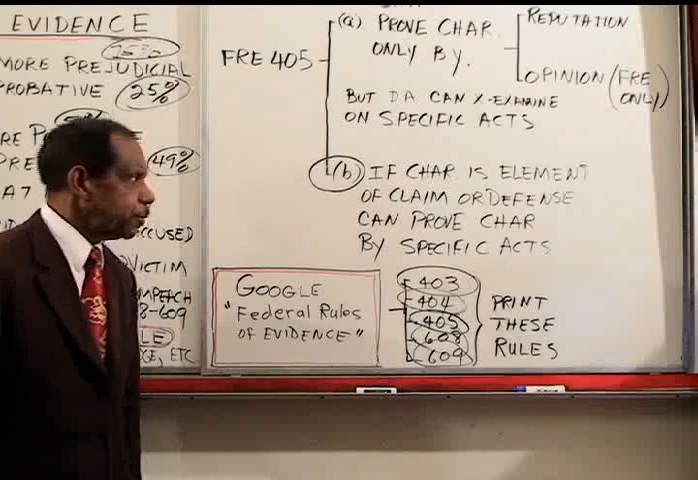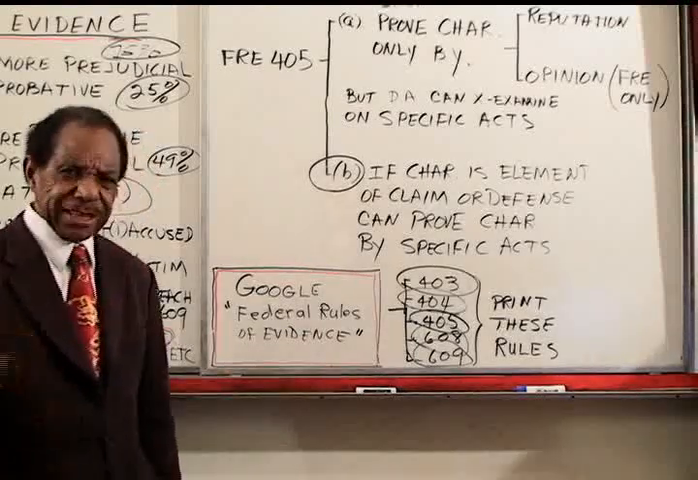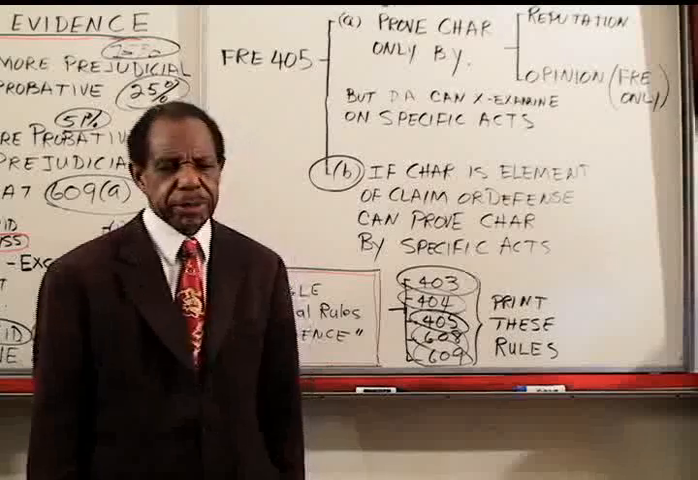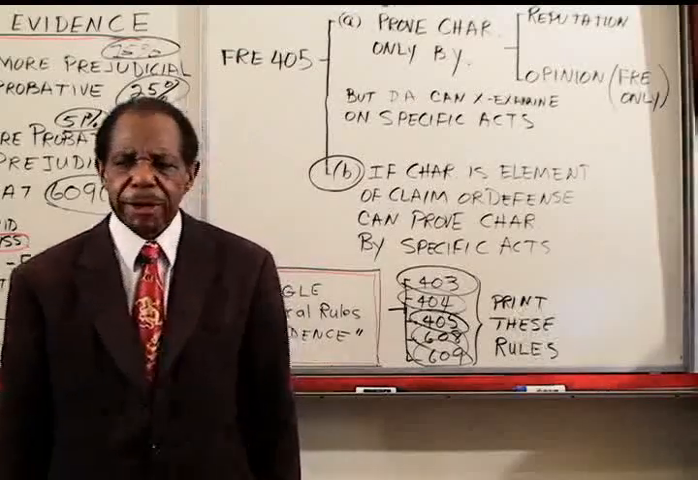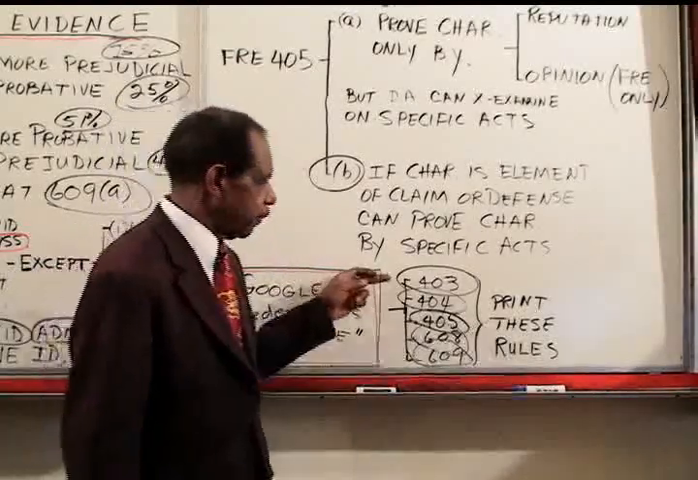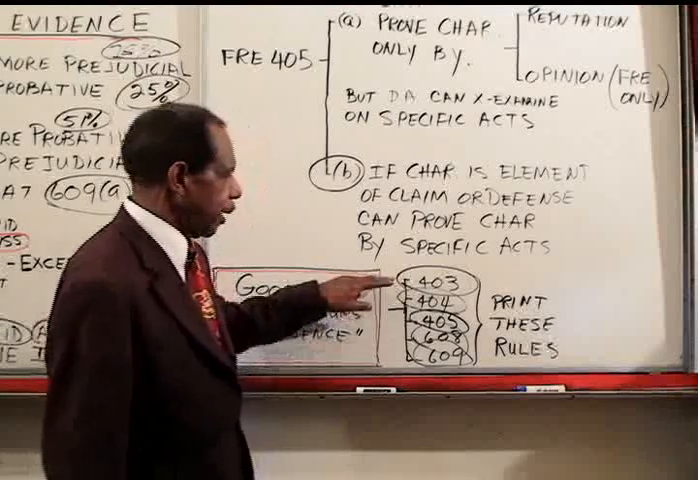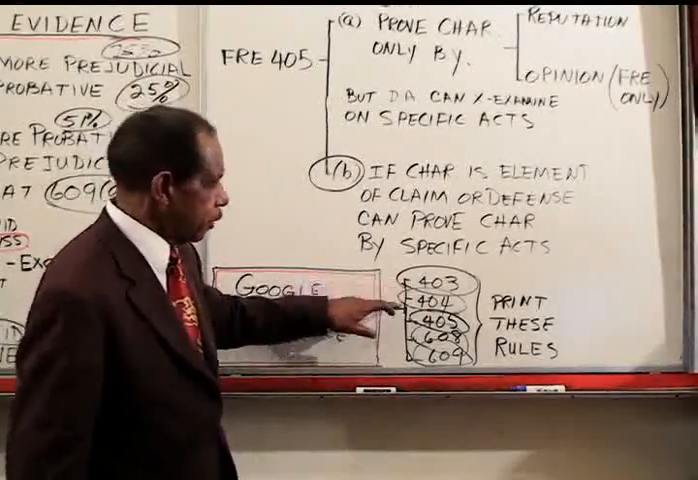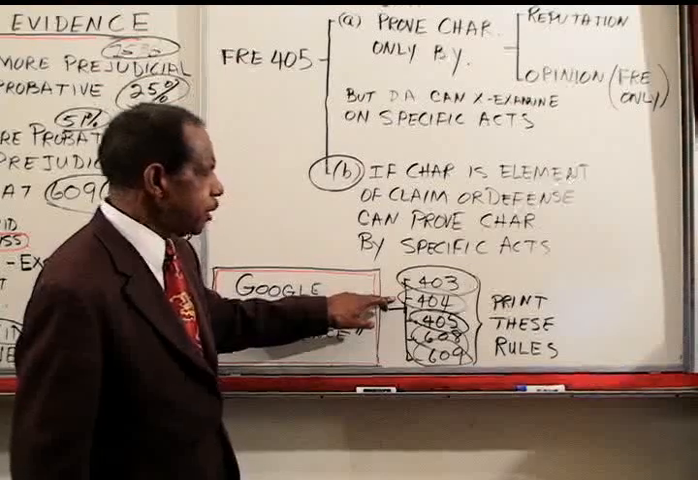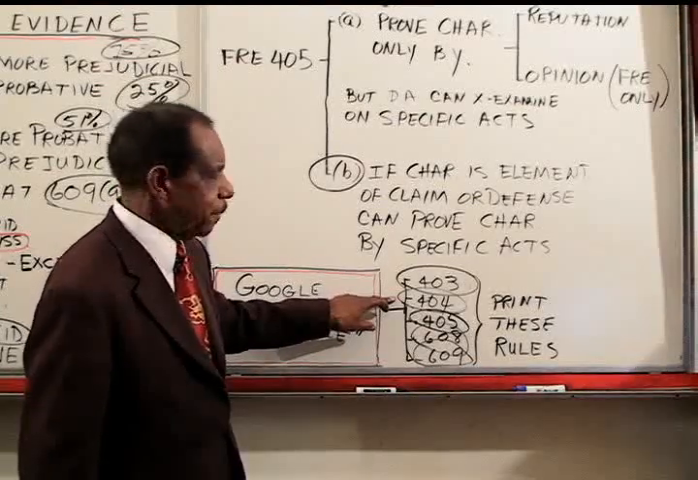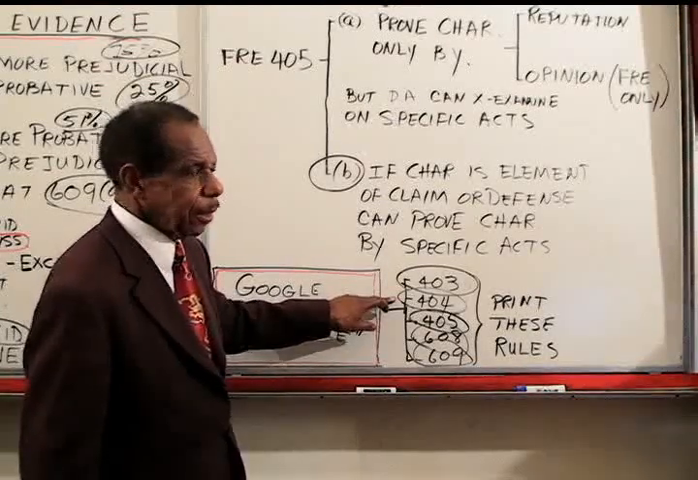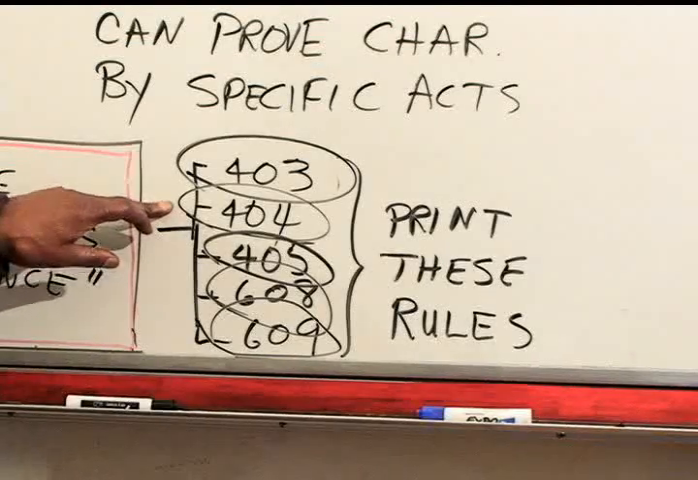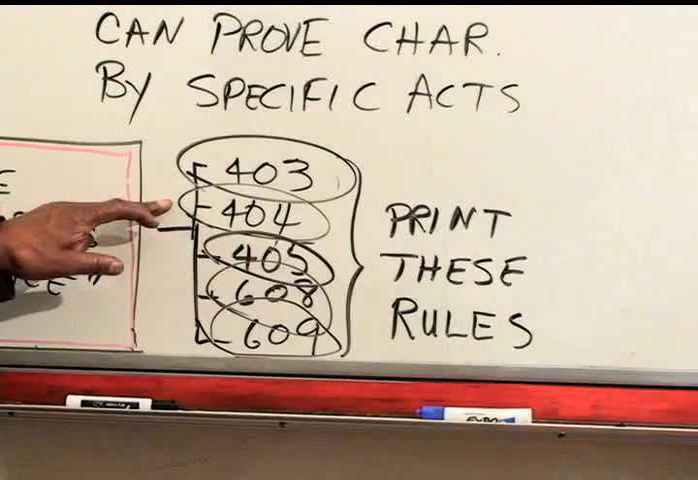So those are a few situations where character itself is an element. Most of the time, it's not. Very rarely is it. So that's how character evidence is handled. You understand what 403 says: substantially more prejudicial than probative, not admissible. 404 says character evidence is generally not admissible to show conduct, but there are some exceptions. 404(b) says character evidence may be admissible to show things that are not conduct.